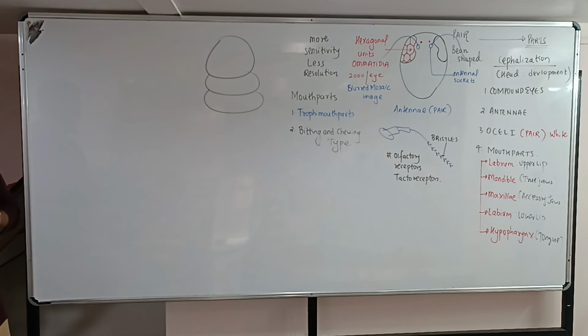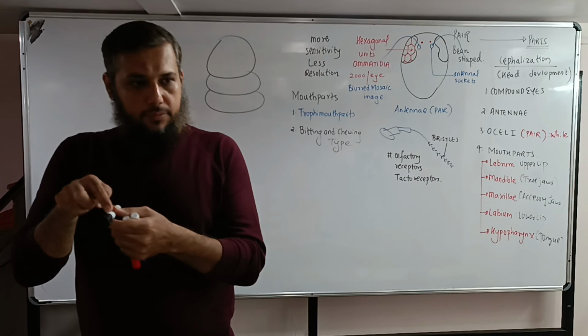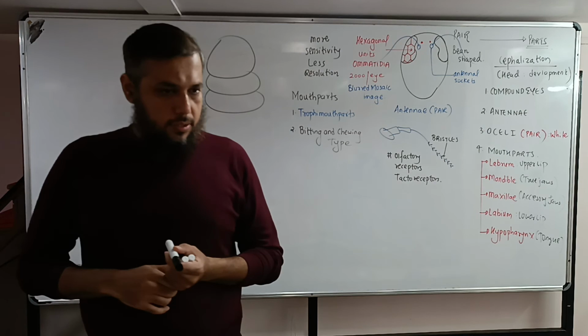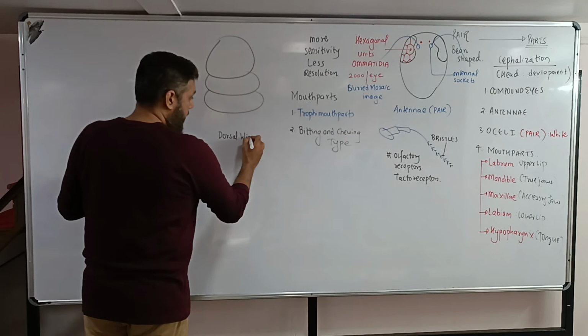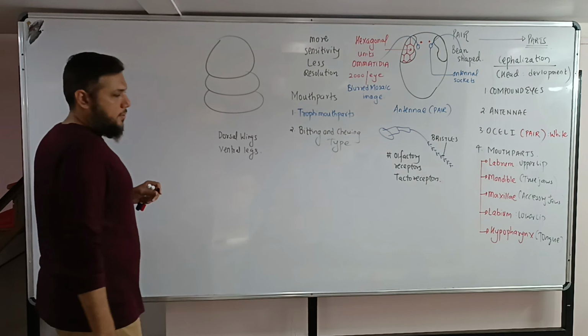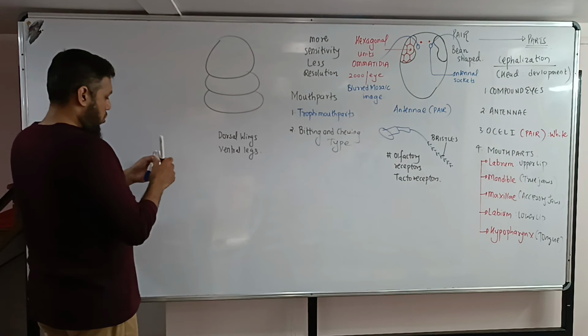Meaning, in the case of cockroach, the thoracic segments dorsally, on the upper side, what will be there? Wings, right? And ventrally, below, what will be there? Legs. So what does the thorax show the presence of? Dorsal wings and ventral legs. Dorsally, wings; and on the lower side, legs.